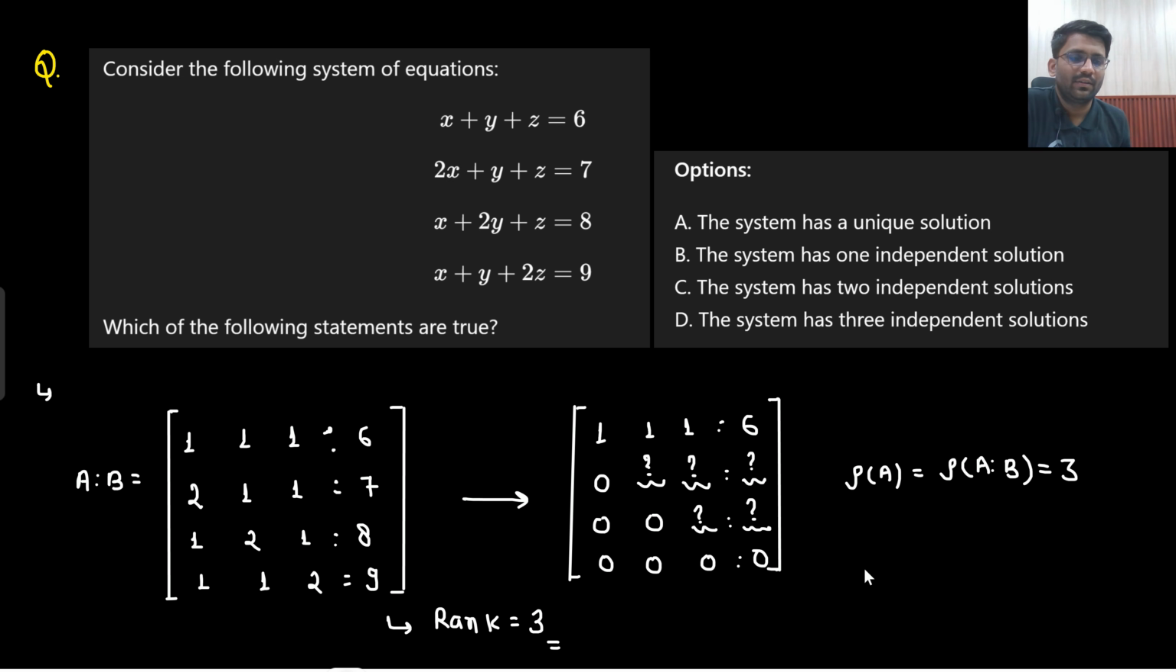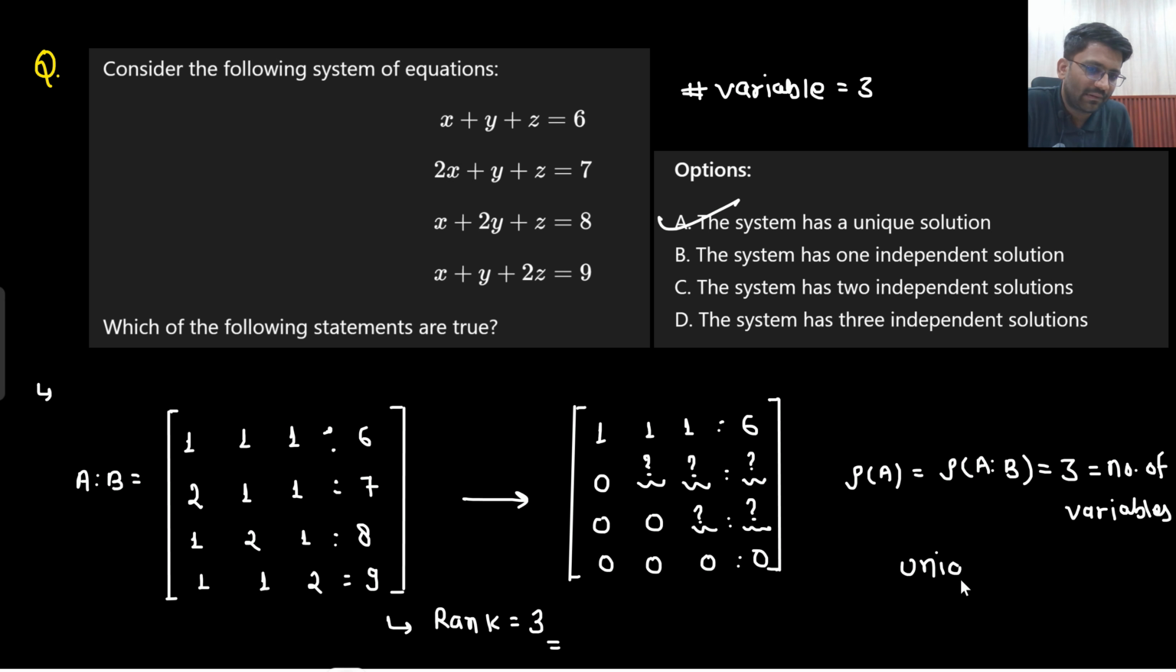Absolutely wrong. It has a unique solution. Why is that so? Rank of A is coming out equal to rank of A augmented B, which is equal to 3. And what is 3? The number of variables. How many variables are there? The number of variables is 3 only, no? So it is equal to the number of variables. What does that mean? It has a unique solution.